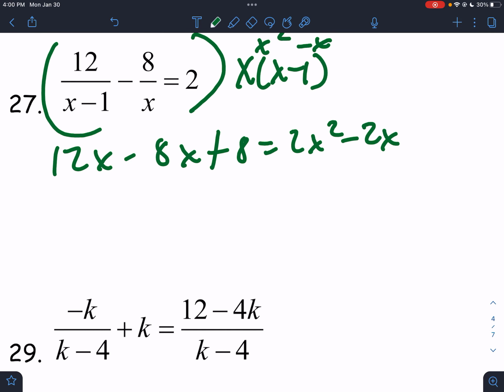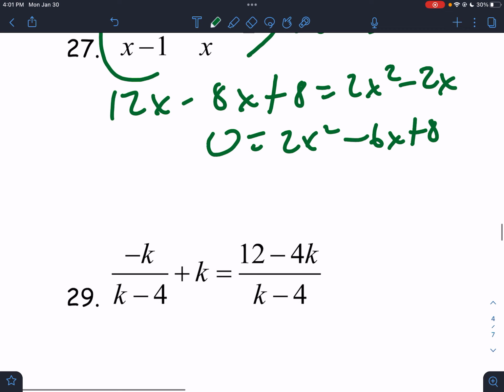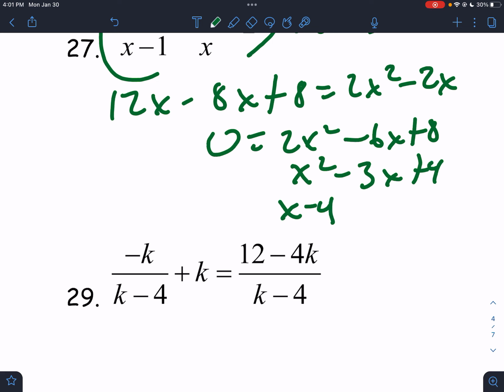I would have 2x squared minus 6x plus 8. Divide everything by 2, get x squared minus 3x plus 4. That'd be x minus 4. Wait, nope. What factors of 4 add up to 3? They don't.